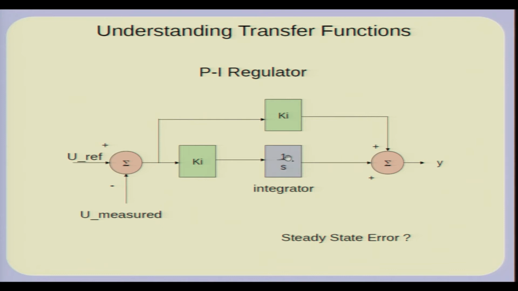In fact, this integrator here has a steady state gain of infinity. If I put s equal to 0, this gain becomes infinity. So, the steady state gain is infinity, the transient gain is 0. If I put s tending to infinity, which gives us the transient gain, the gain becomes 0. Okay. So, an integrator has a transient gain of 0 and a steady state gain of infinity.